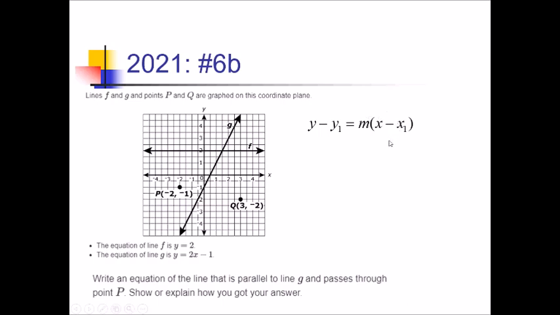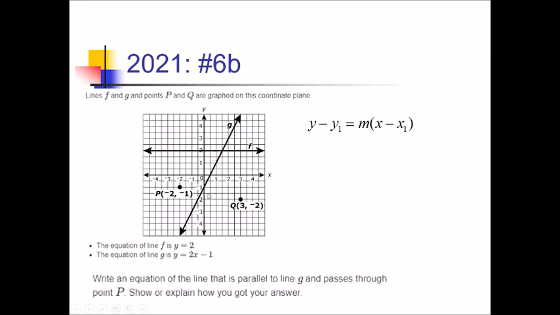This is really handy if you just have an x and a y that you want to plug in along with a slope. So we actually know x1 and y1 already. That's just the x and the y value of the point that we're going through. For m, that's going to be the slope of our new line. Again, parallel means we have the same slope, so we need to figure out the slope of G and then just recycle that for this equation.